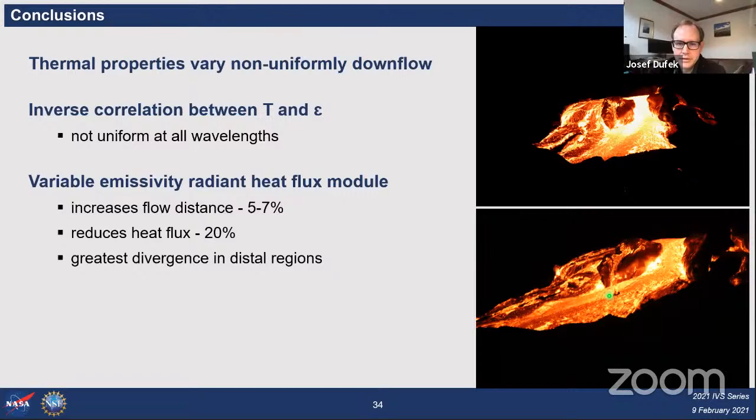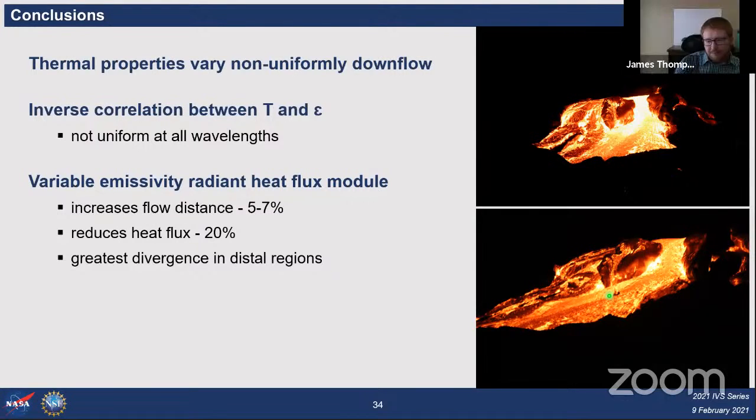Jensu has a question in chat, and her question is, how do the temperature oscillation wavelengths compare between lava flows and lava lakes? And also, have you looked at the Pahoehoe to transition using your tools? Good question.